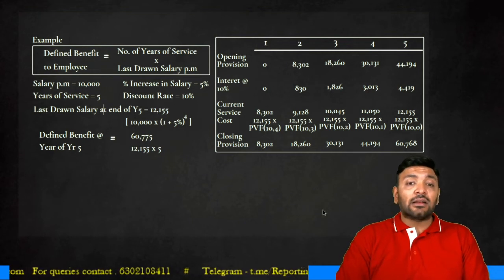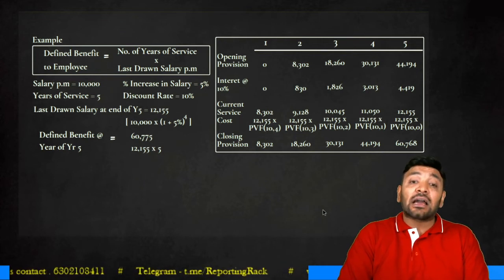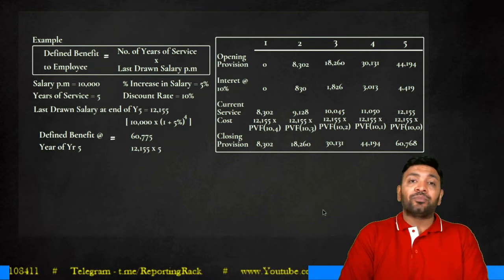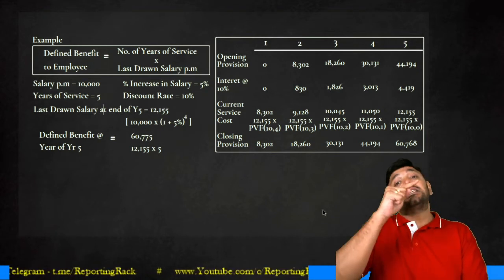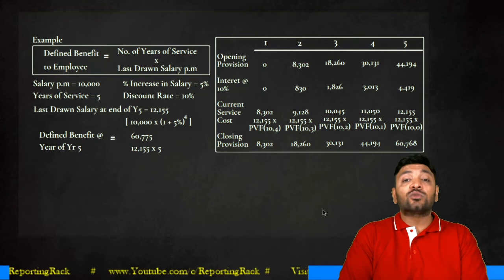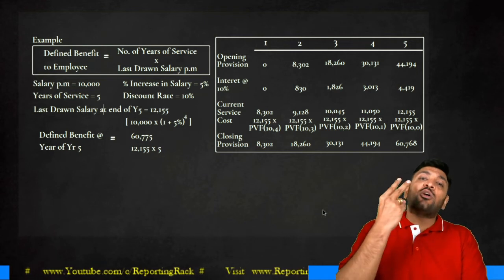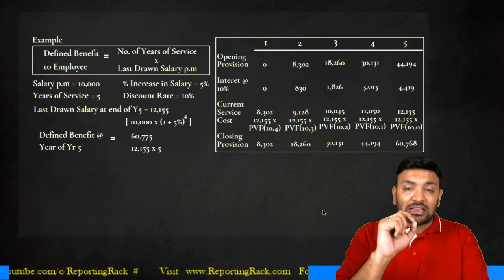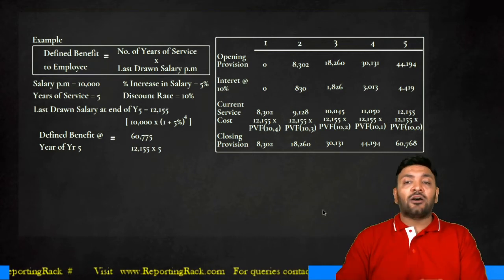So since discount rate is 10%, present value factor of 10 comma 4 into 12,155, look at the current service cost. Current service cost is 8,302 at the end of 1st year. Second year, again I'll create 12,155 provision at the end of 2nd year, but since this amount is payable at the end of 5th year, I'll discount it by 3 years. Amount came up to 9,128. Third year, when I create a provision for 12,155, discounted by 2 years, amount will come down to 10,045. Fourth year provision will come down to 11,050. Last year, 12,155, because there is no discounting, the amount falls due at the end of 5th year.